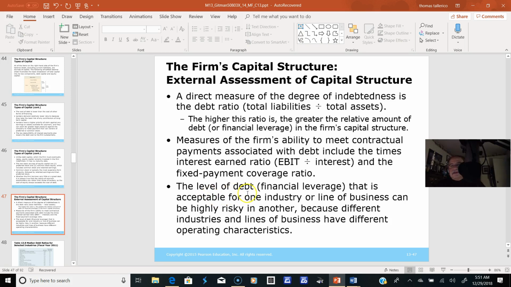So basically, the level of debt, the financial leverage, that is acceptable for one industry or business can be highly risky in another. So with debt you have to be careful, because analysts will lower your credit rating, and you'll have to pay more if you have too much debt. It's like when you have a house and you're in hock up to your neck. You're going to pay a higher interest rate on loans.